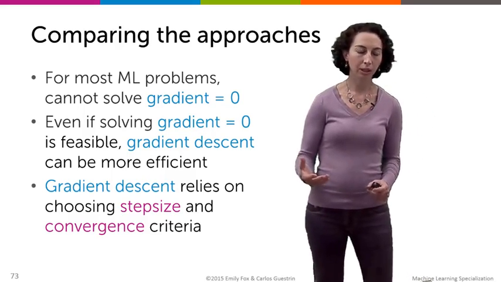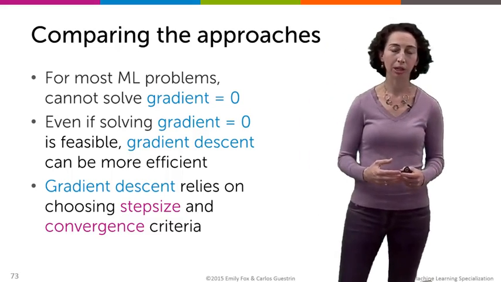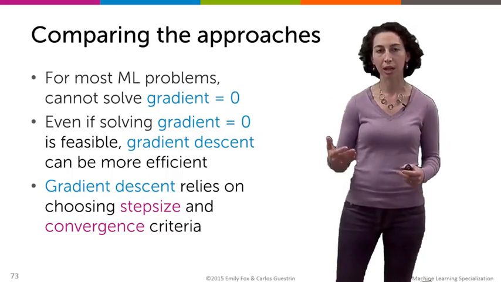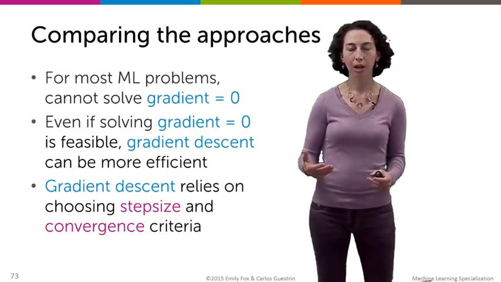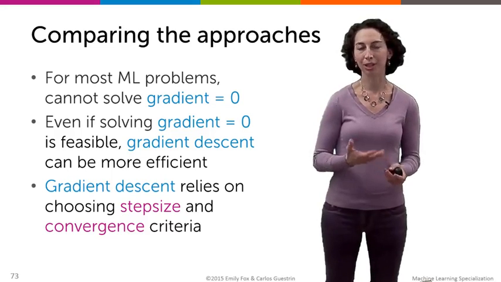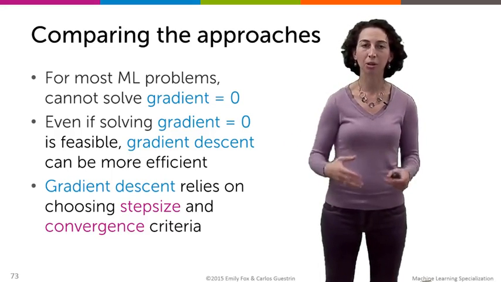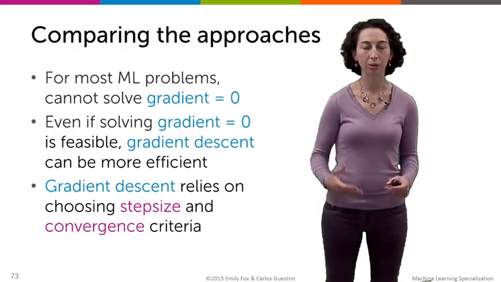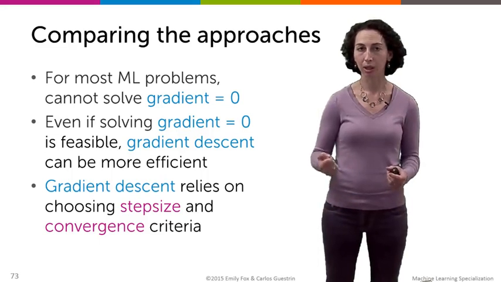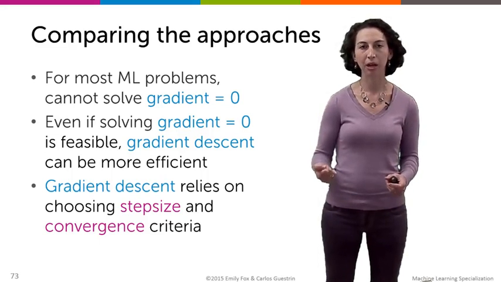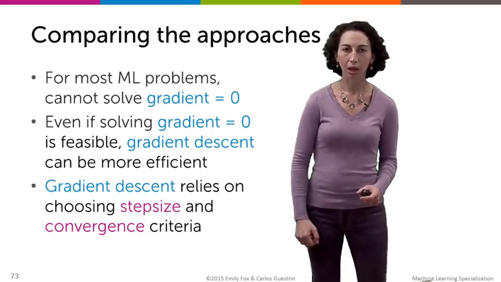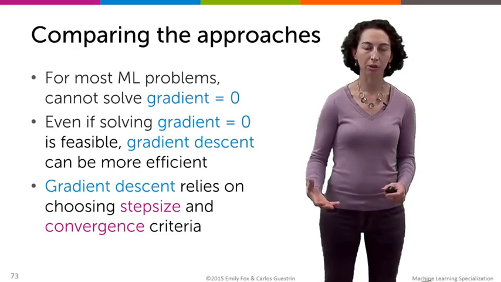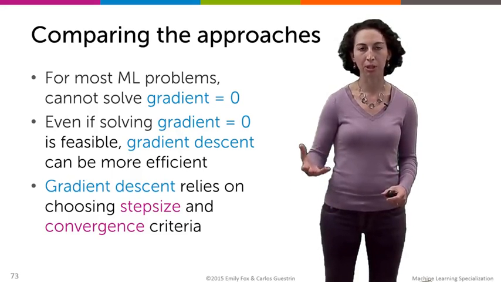And finally, one thing that I should mention about the gradient descent approach is the fact that in that case, we had to choose a step size and a convergence criteria. Whereas, of course, if we take the gradient and are able to set it equal to 0, we don't have to make any of those choices. So that is a downside to the gradient descent approach, is having to specify these parameters of the algorithm. But sometimes we're relying on these types of optimization algorithms to solve our optimization objective.